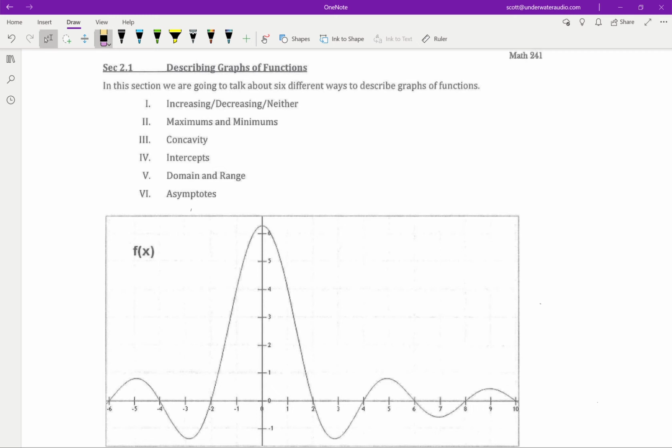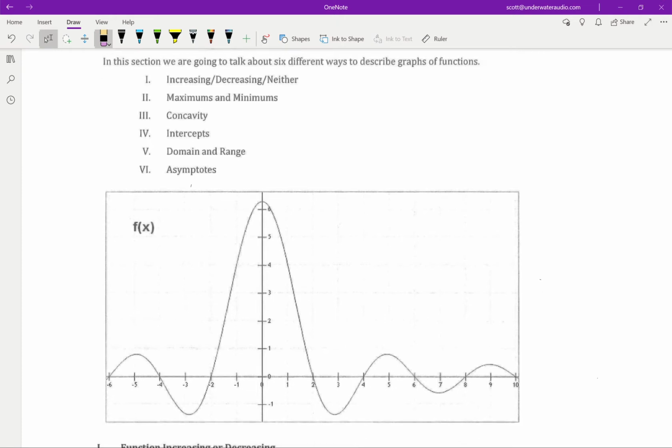Hi, welcome to Chapter 2, Section 2.1. In this video, we're going to talk about ways to talk about a graph. Things that are going to get included in this are talking about whether or not the function's increasing or decreasing. We'll talk about maximums and minimums, concavity, intercepts, domain and range, and asymptotes.